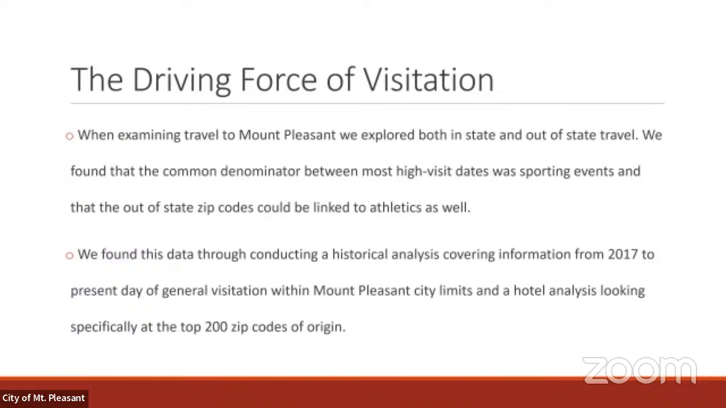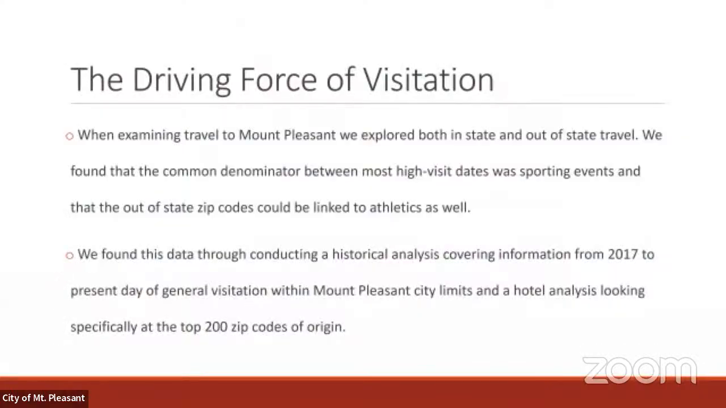And throughout all of the 7.5 years of data that we have access to, at least 2 of the 3 high visitation days were tied to sporting events or athletics in general. And we found this data through conducting the historical analysis, both through general visitation to Mount Pleasant, as well as through a hotel analysis, so we could really get a feel for the out-of-state travel, as they're the most likely group to be staying in a hotel. To ensure statistical significance of the information, we looked solely at the top 200 zip codes, as anything below that would have made up less than 0.2% of the overall visits that year. And we were able to see that each out-of-state visit within the 0.5% makeup was tied back to athletics.